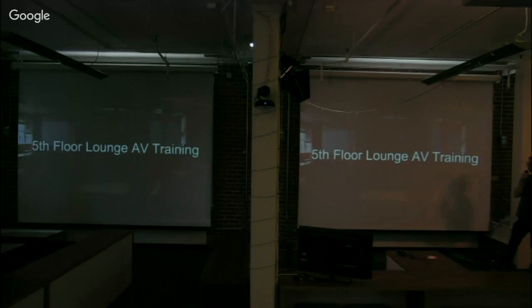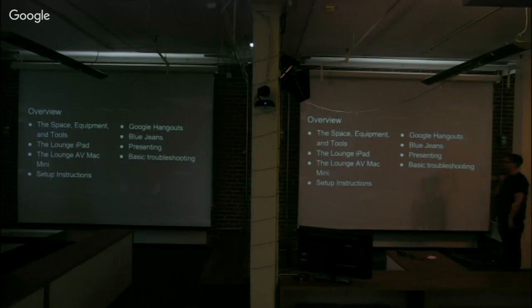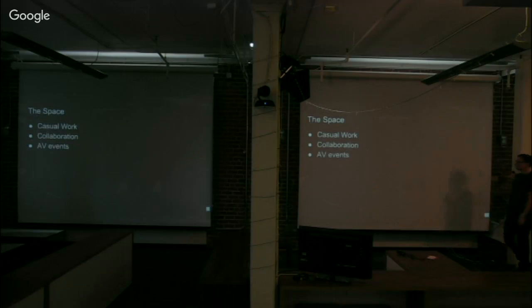I'm going to breeze through this walkthrough because I just want to open up the floor for questions mainly. If you want to find more detail about the system's technical infrastructure, that's all on Office Wiki. So we'll move it on. Cool. So yeah, I'll go over the space, equipment, and the tools. I'll go over the lounge iPad, the Mac Mini, and the AV rack, and just some basic setup instructions.